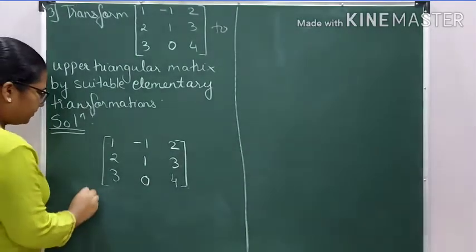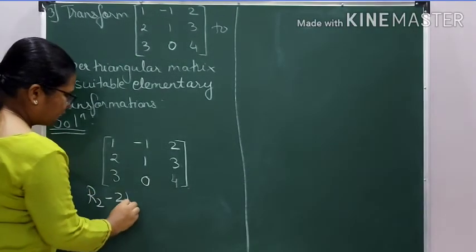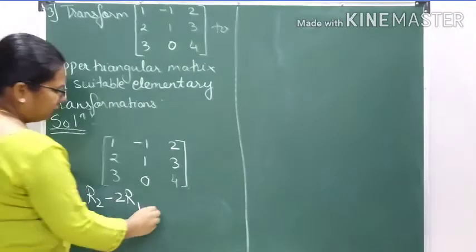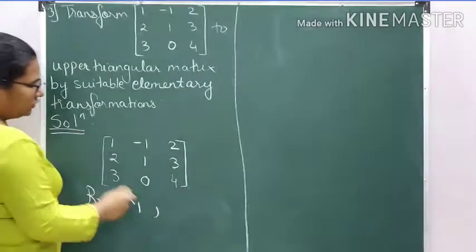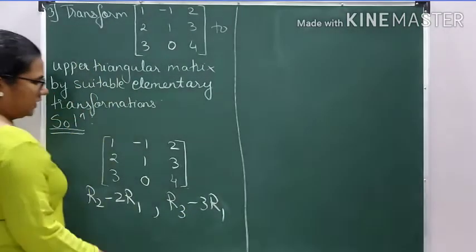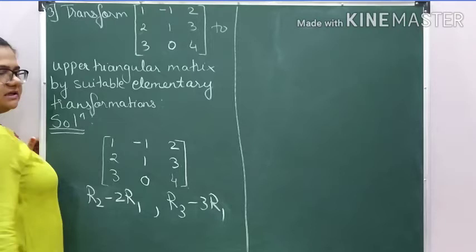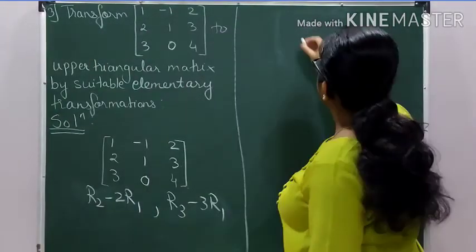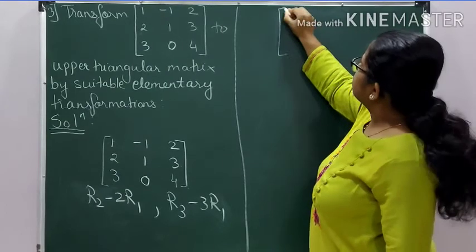So what should be my operation? If I use R2 minus 2 R1, 2 into 1 is 2. 2 minus 2 will give me 0. Simultaneously I can do the operation on the third row also. R3 minus 3 into R1. Okay. So 3 minus 3 will give me 0. So now our second and third rows will get changed. First row remains as it is.